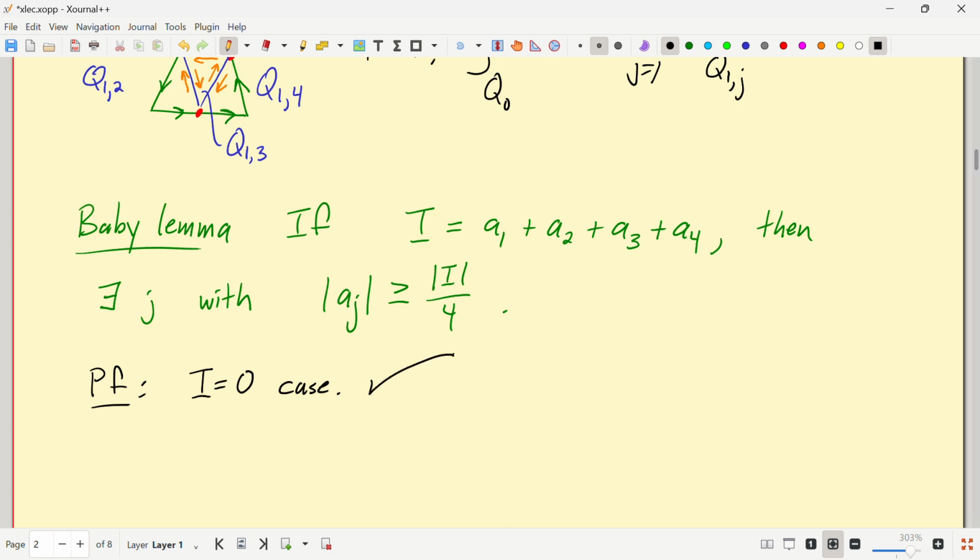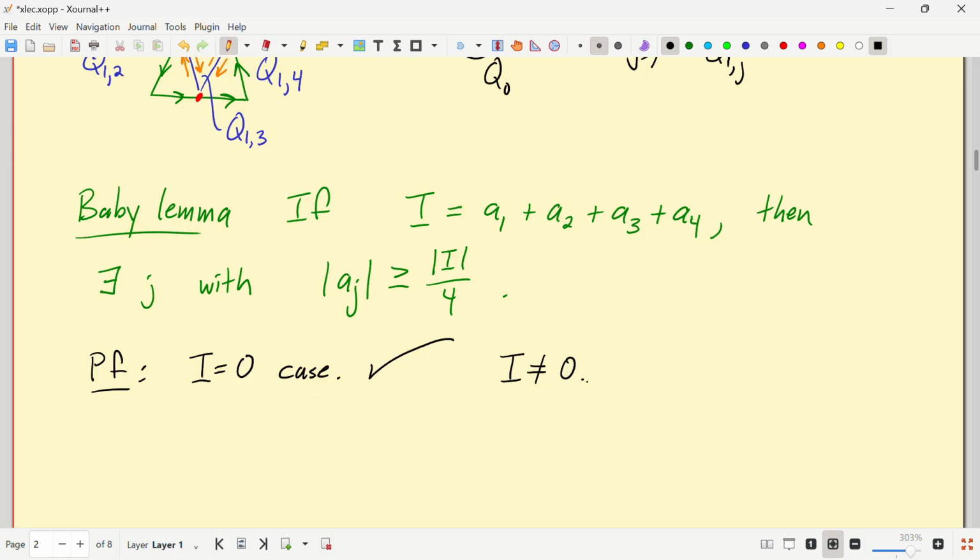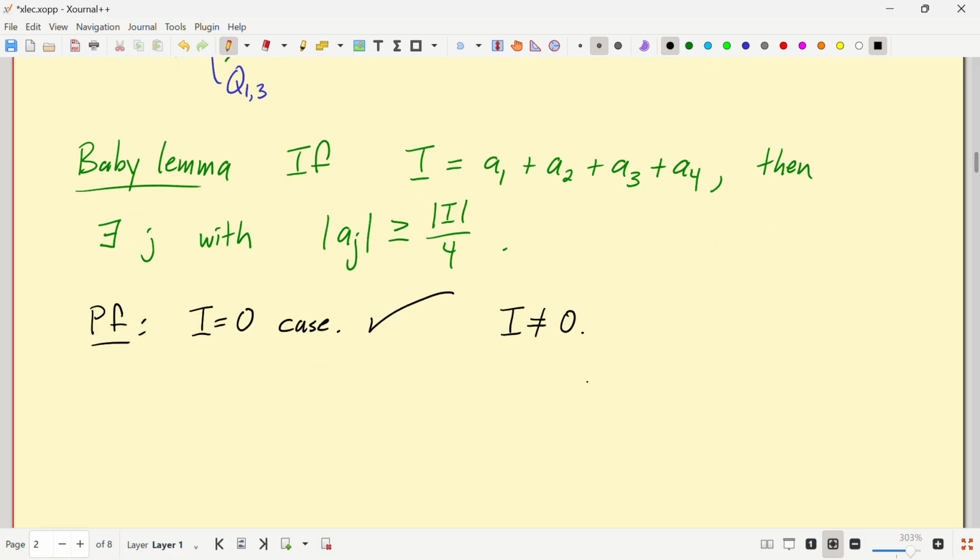So, what about the I unequal to 0 case? Did you just say that I is less than 4 times the max? So I is equal to that. So then it's bounded by 4 times the max of A1, A2, A3, A4. Yes, that's basically the argument.